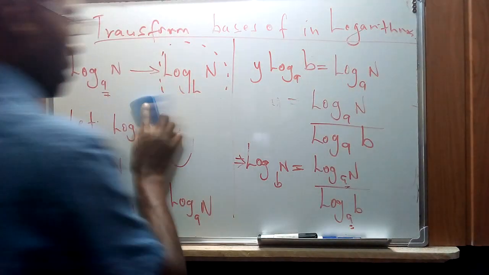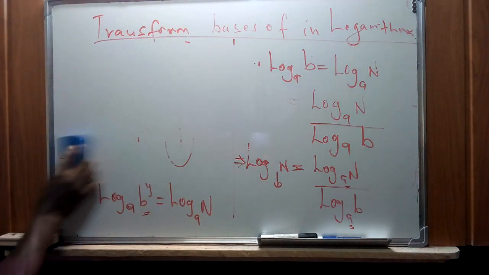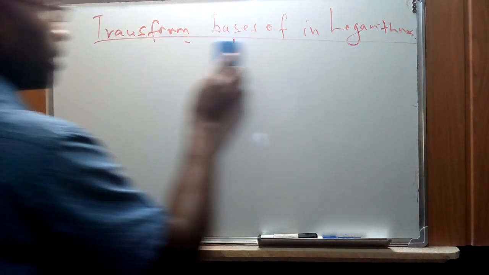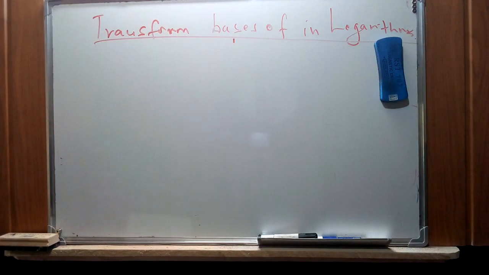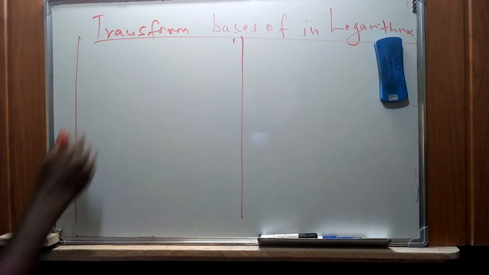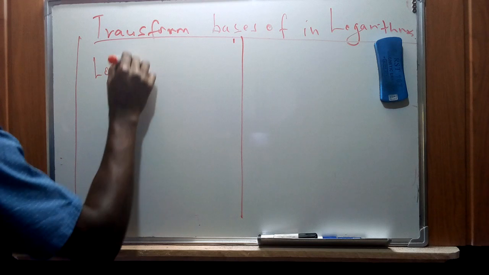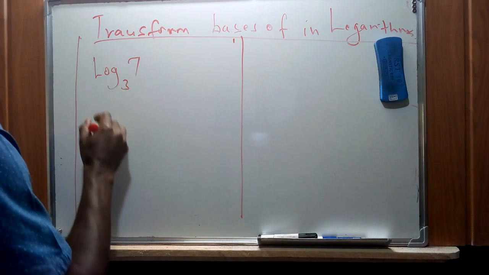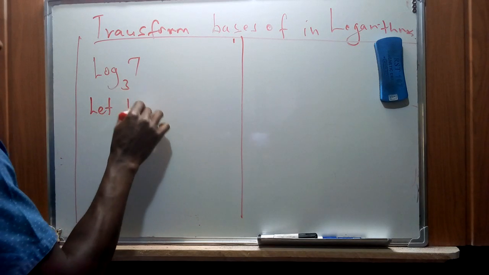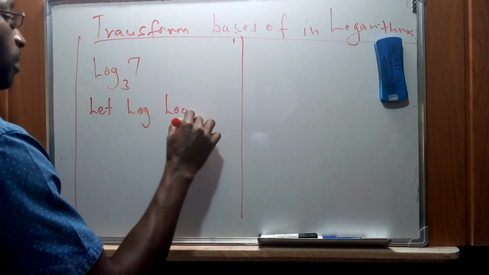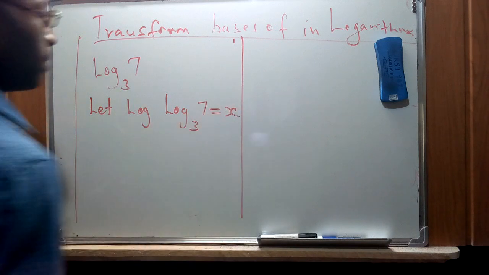So in this case, we are going to use a sample question to illustrate how this works, so that it complements what we have discussed. So suppose we are required to find log to base 3 of 7, then we can say, let log to base 3 of 7 be equal to x.